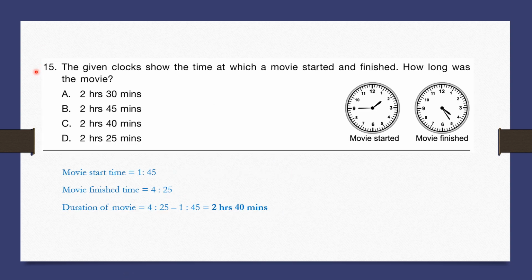Question number 50. The given clock shows the time at which a movie started and finished. How long was the movie? So the movie started at 1:45 and the movie finished at 4:25. So 4:25 minus 1:45 will be 2 hours 40 minutes. So our answer is option C.